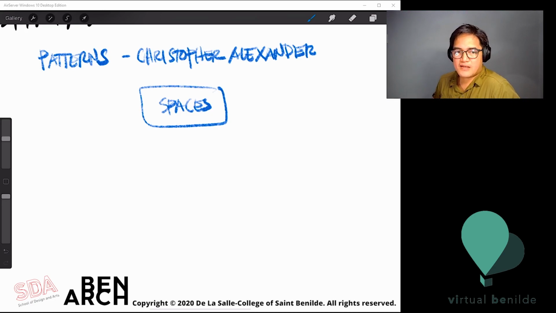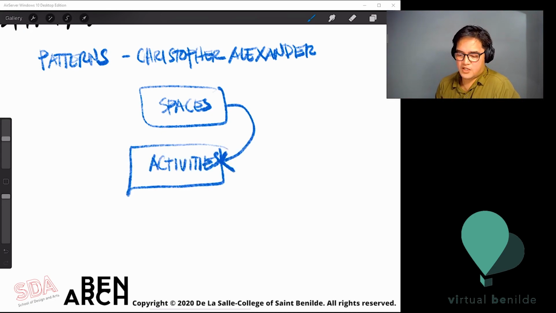And then these spaces should always be based on the activities, in which case he connects these two. So activities must be considered, or the activities of man should always be considered before we design spaces. And in turn, the activities are successful if the spaces are designed very well.